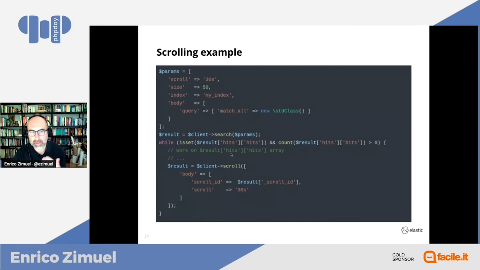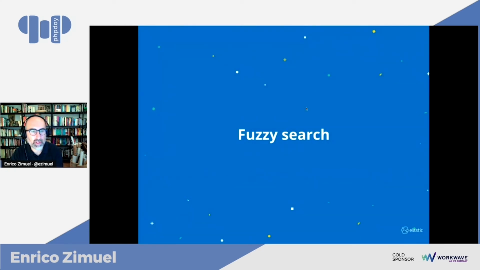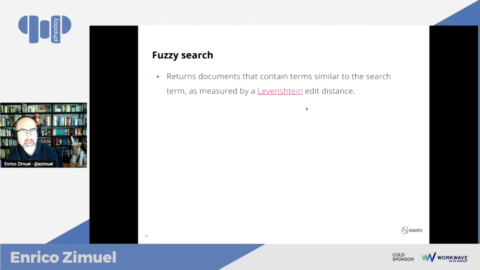So the first is a search, and the others are just a scroll function, where you pass basically the scroll ID, that is the previous $result scroll _ scroll ID. So this is just a field that is in the results from Elasticsearch. You just need to read it and pass it again in the scroll to perform the pagination, basically. Very simple.